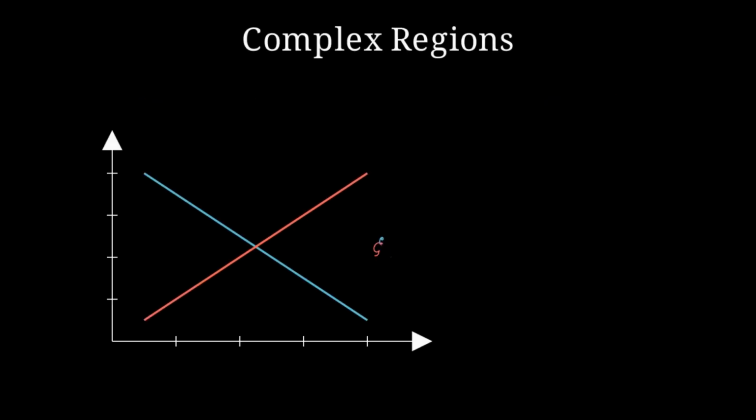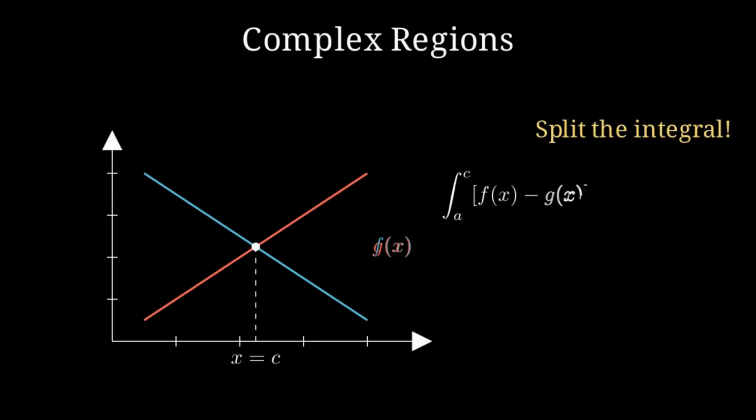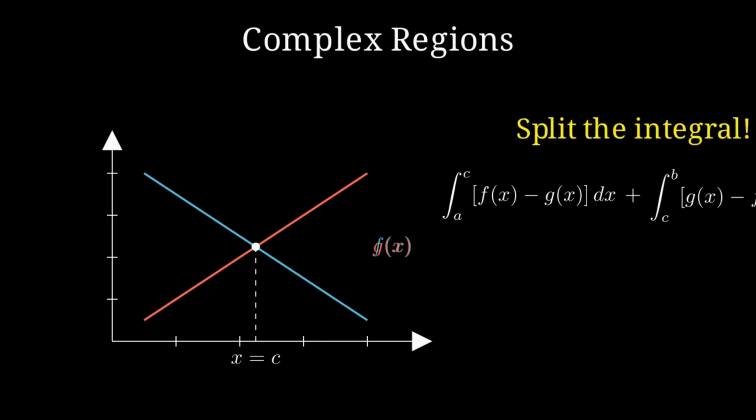In advanced cases, your upper and the lower functions might switch places. If the curves intersect within your interval, you must split the volume into two separate integrals, redefining R and r for each section to ensure you are always subtracting the smaller volume from the larger one.